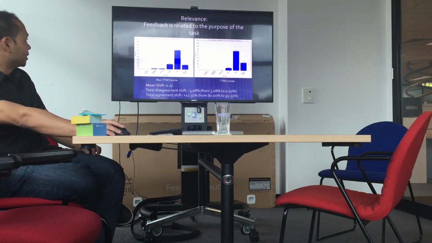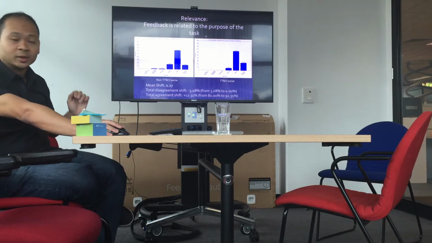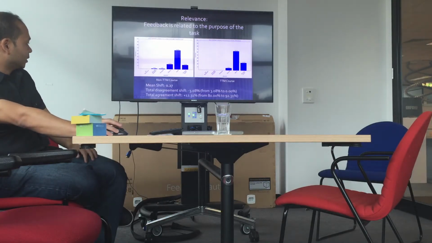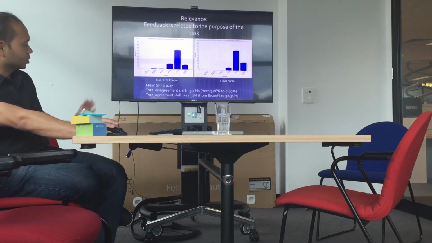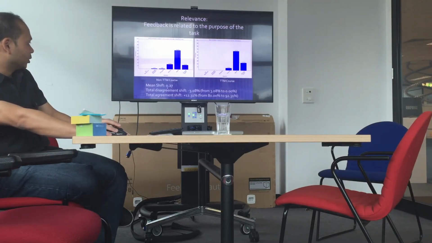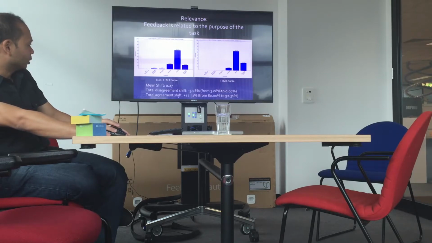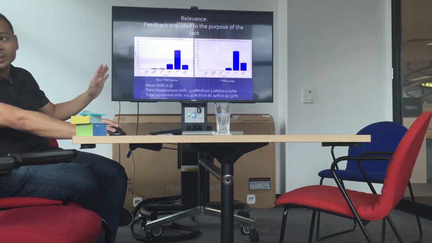So this item was feedback is related to the purpose of the task, so how relevant the feedback was. In non-TTM courses, this is what they reckon, and this is what they think in TTM courses. You can see that it shifted towards strongly agree. The mean shifted 0.27, which is not a great deal. But if you look at the total agreement shift, agreement plus strongly agree, that's shifted from something already high, 80%, to something even higher, 92%.